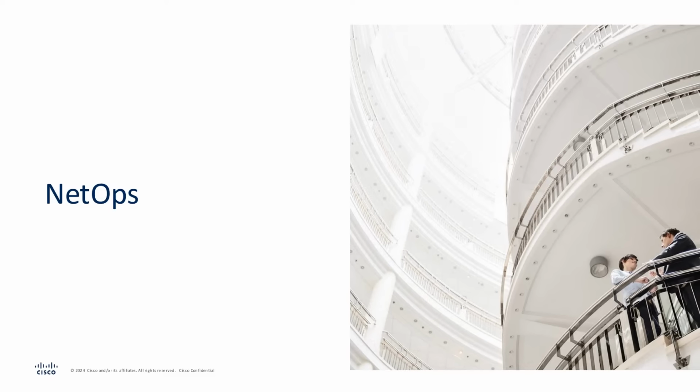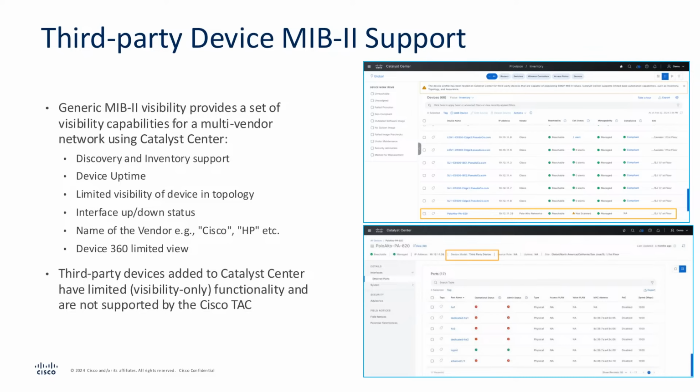All right, so we discussed this a little bit in 2377, but it bears repeating that you're not necessarily going to have 100% Cisco in your environment. So we want to make sure that you still have visibility into that, even if it's not a Cisco device. We'd love for it all to be Cisco devices, but we understand that's not always feasible. So we're going to give you third-party device MIB2 support.